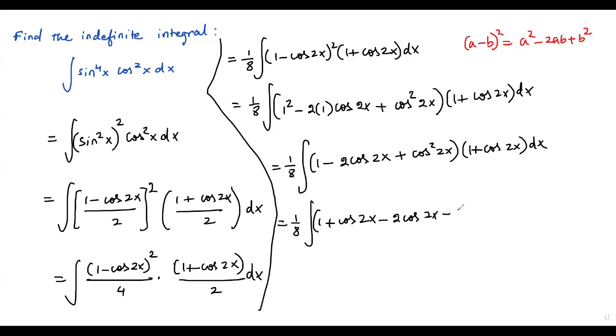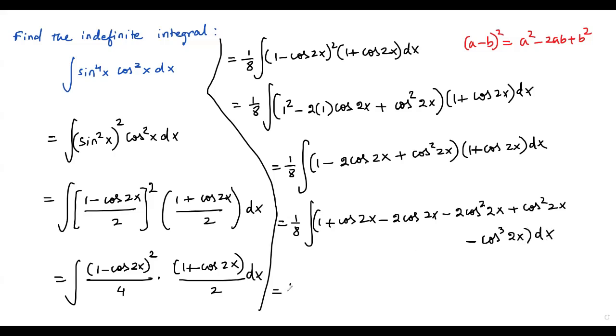And negative 2 times cosine square 2x, because when I multiply this one and this one, I'm getting negative 2 times cosine square 2x. Okay, now what I have to do is distribute this cosine square 2x to this one and cosine 2x. When I do so, I'm getting a positive cosine square 2x and negative cosine cube 2x dx.